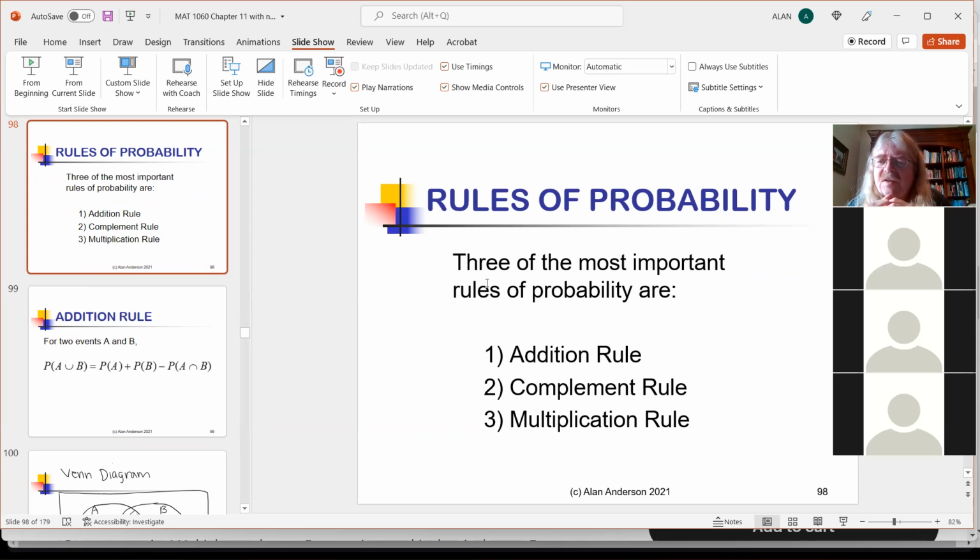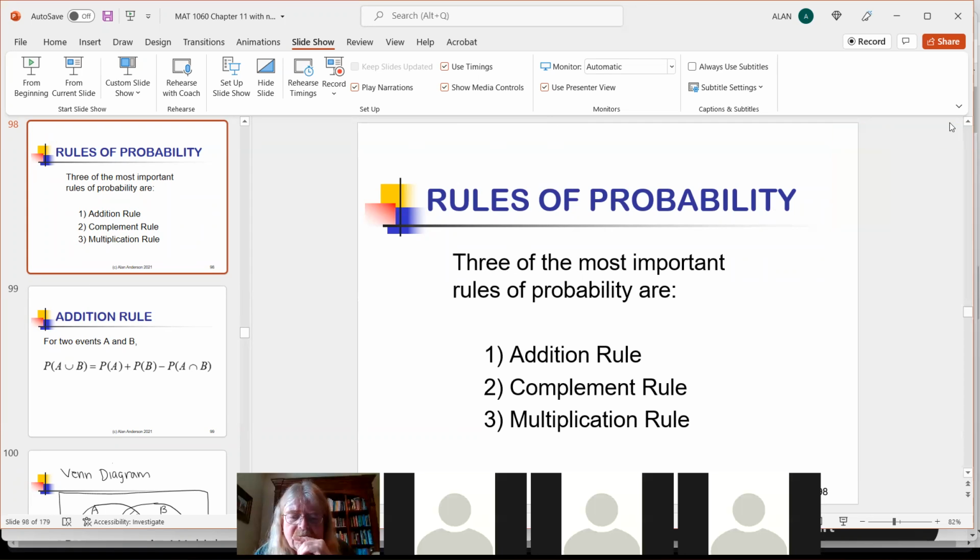The addition rule is meant for cases when we're taking the union of events. The complement rule means we're looking at complements, which we'll have to explain when we get there. And the multiplication rule is meant for intersections. All right, so let's take a look at this addition rule.